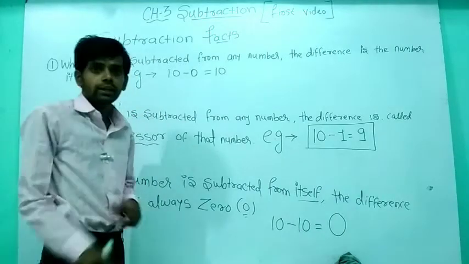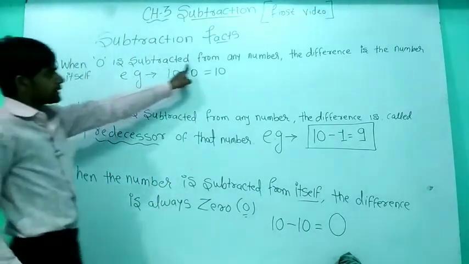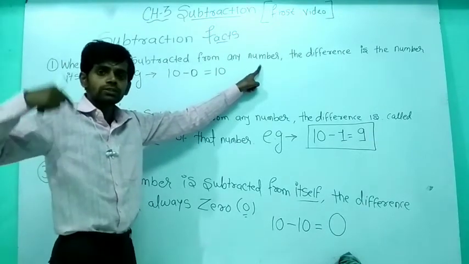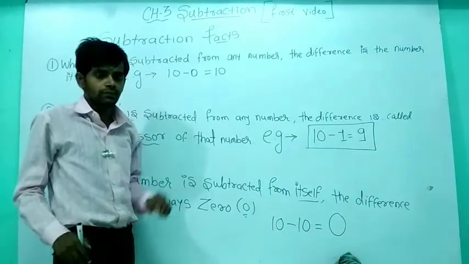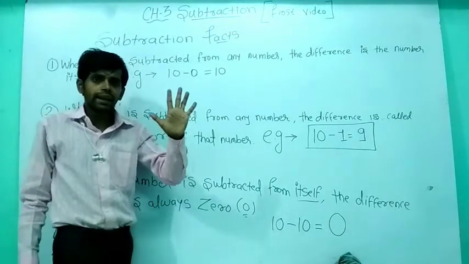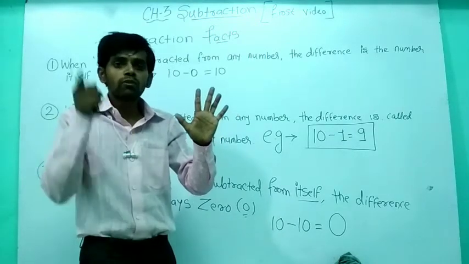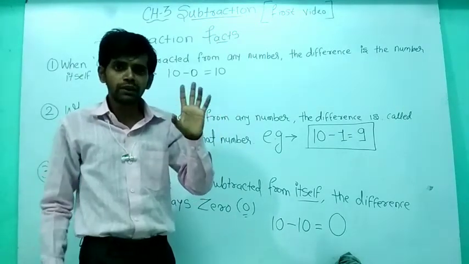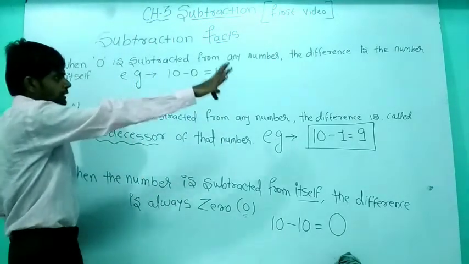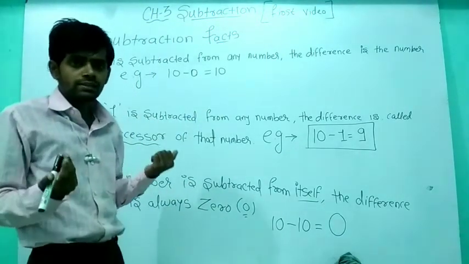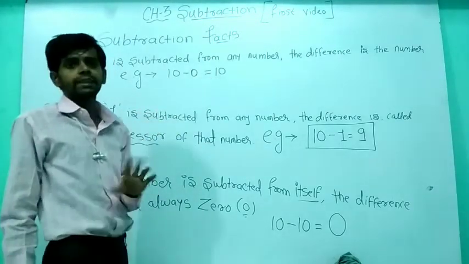0. Okay, so let's summarize. When 0 is subtracted from any number, what will happen? The difference is the number itself. I have 5 chocolates and I am not giving any chocolates to anyone. That means I am removing 0 chocolates. So the leftover is the same number itself. When 0 is subtracted from any number, the difference is always the number itself. That is, 10 minus 0, I got 10.